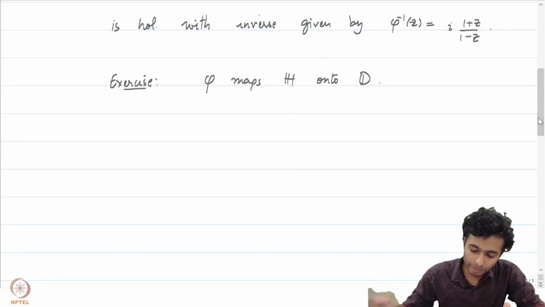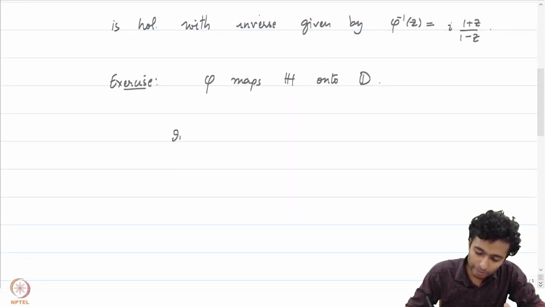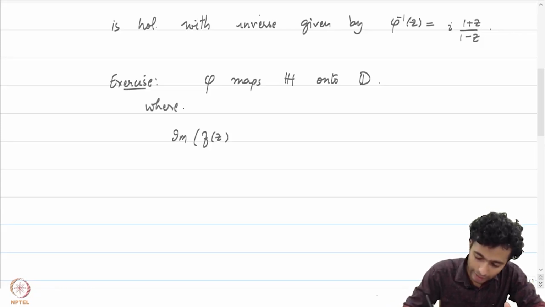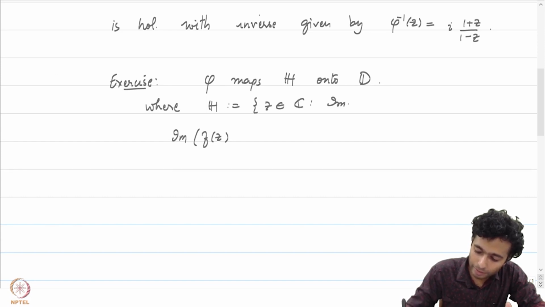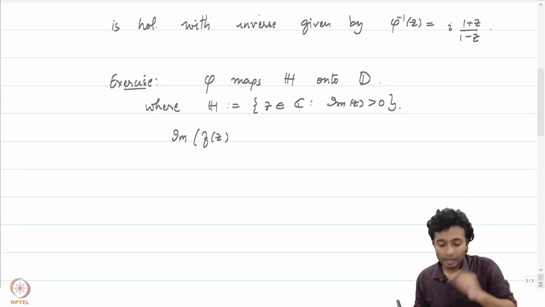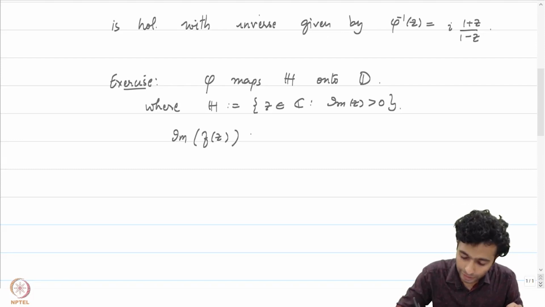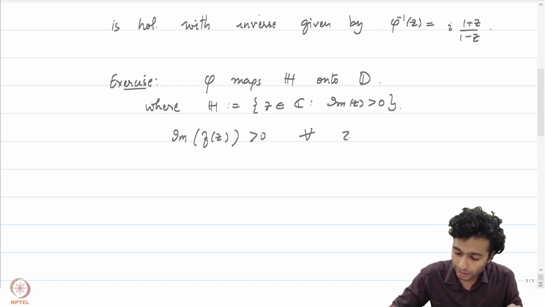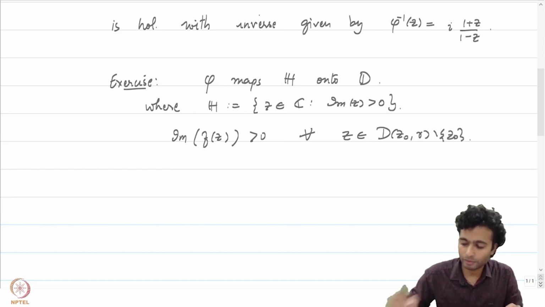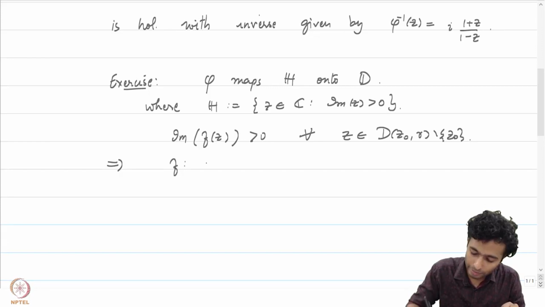What is the problem telling us? The problem is telling us that the imaginary part of f(z)... So what was H here, by the way? Where H, the upper half space, is the set of all z in C, where the imaginary part of z is greater than 0. And D is the unit disk. Now, getting back to our problem, the imaginary part of f(z) is greater than 0 for all z in D(z0, R) minus z0. Well, that means that f is a map from D(z0, R) minus z0 into H, right?